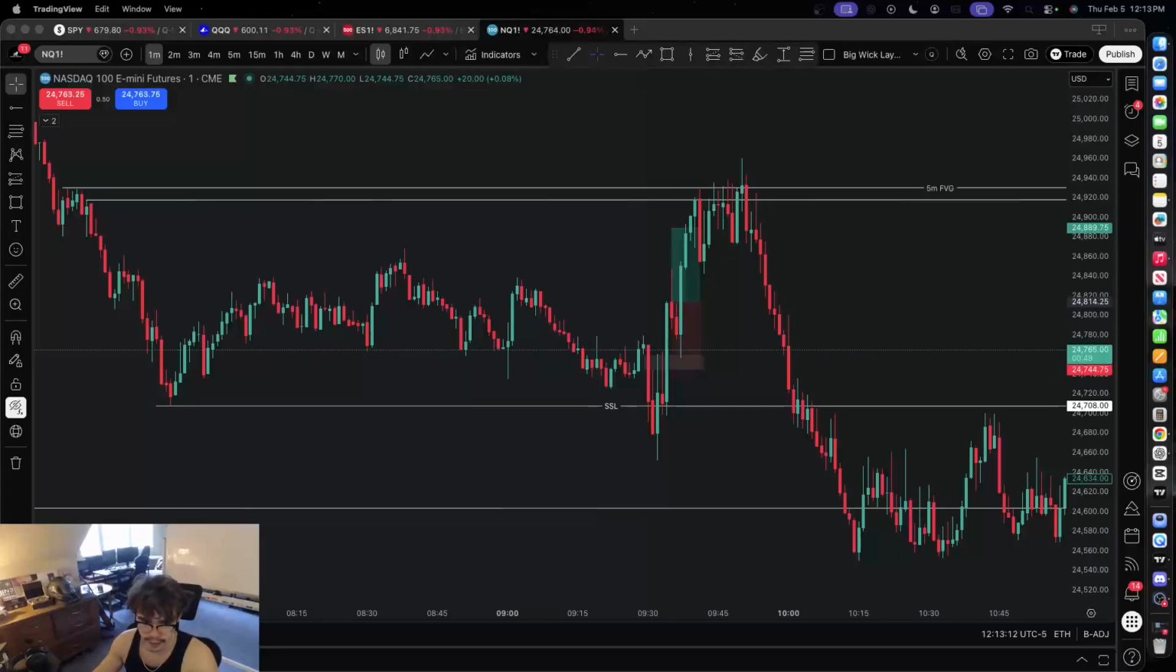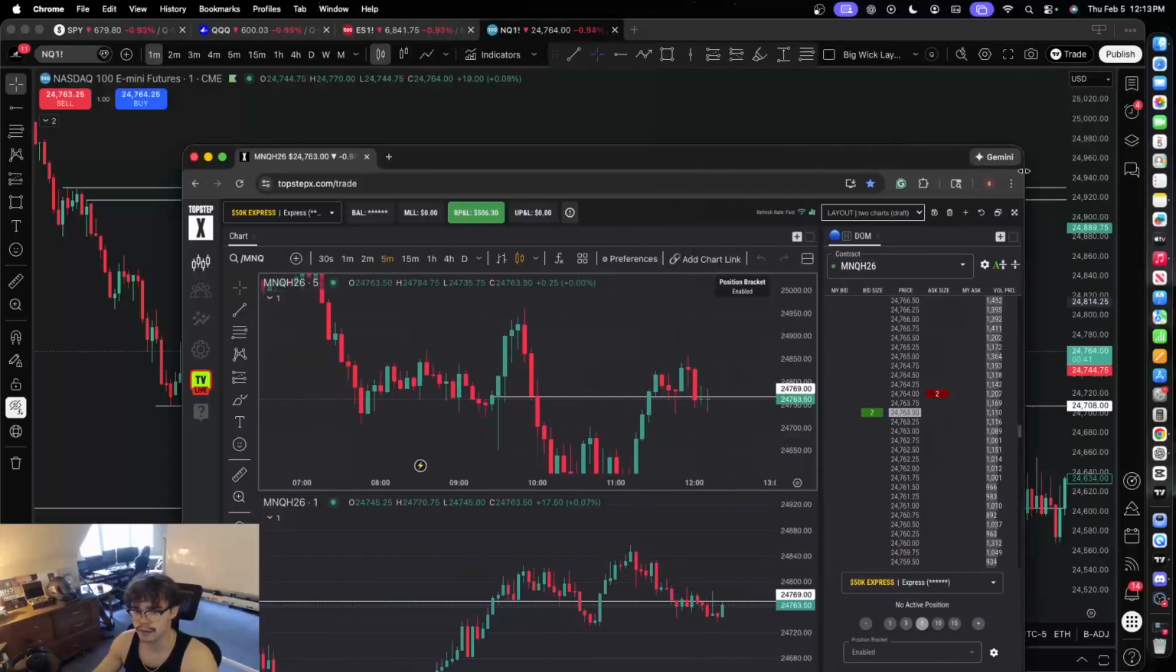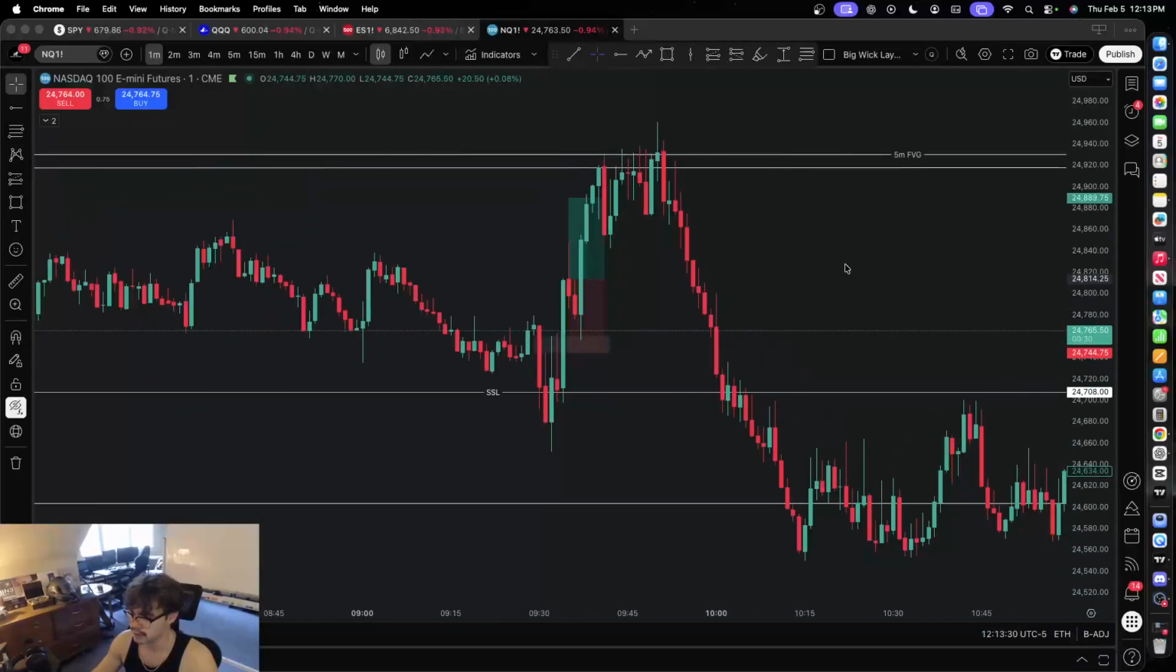So real quickly, just to show you the P&L on TopStep. Hopefully it's showing up well and the graphics are decent. Right there, $506 with some MNQ contracts. So yeah, let's go over this trade real quickly. I have it already drawn up.